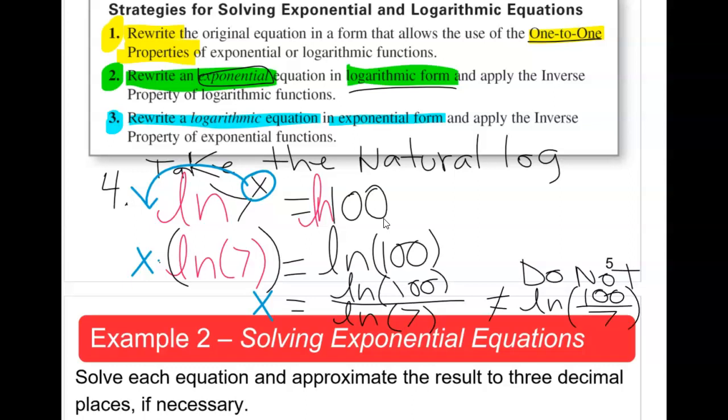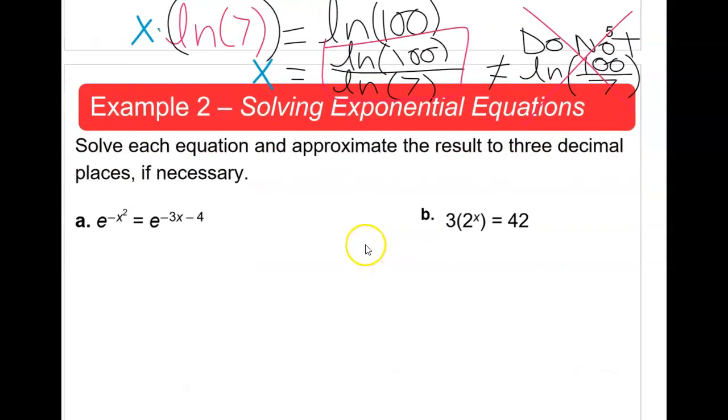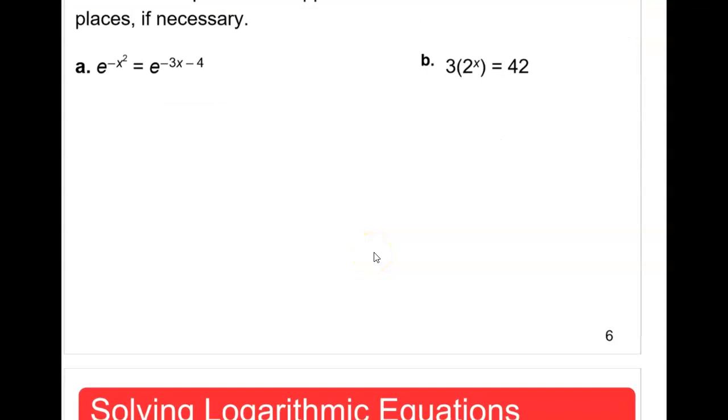These two are not equal, so therefore this is wrong. Don't do that. They're not the same. So when you enter something like this on a calculator, you have to physically type the ln key twice. One for the numerator, then the division sign, and then one for the denominator. Okay, so we're going to do examples now.